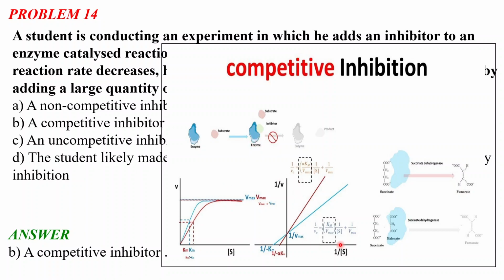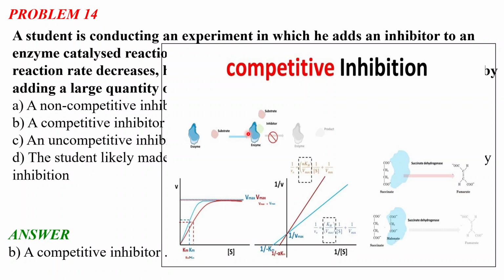And this is the Michaelis-Menten equation and Michaelis-Menten curve for this competitive inhibitor. The bluish one and the reddish one: this is the normal one and this is the inhibition one. So what happens generally when the student adds the inhibitor to the enzyme catalyzed reaction? There is competition between the inhibitor molecule and the substrate molecule for binding to the active site of the enzyme.